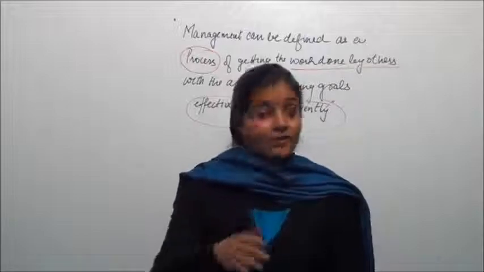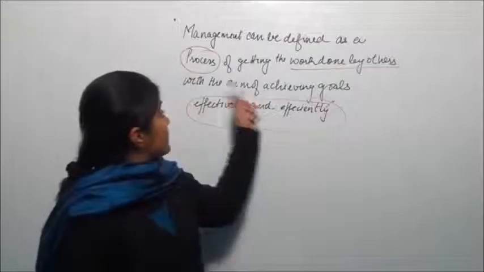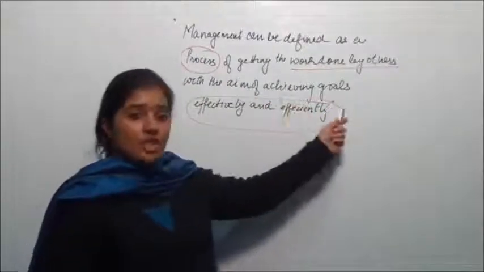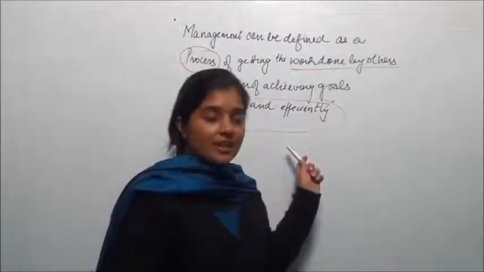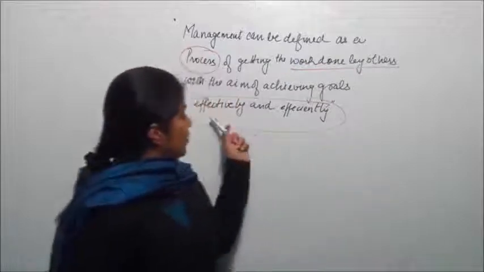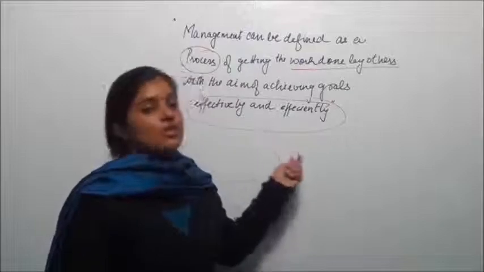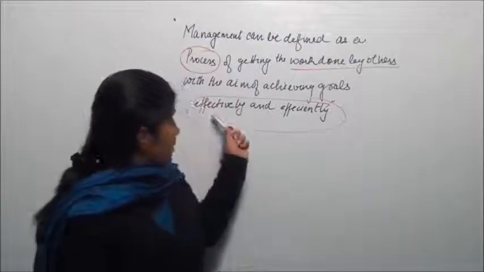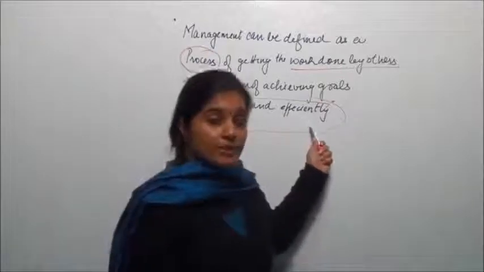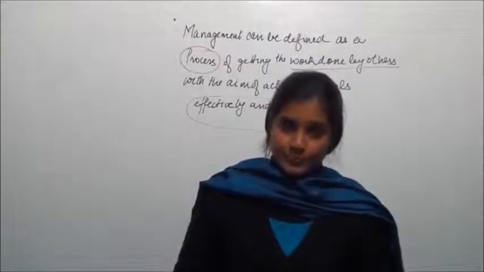So therefore, again, I repeat that management can be defined as a process of getting the work done by others with the aim of achieving organizational goals effectively and efficiently. Right? So both effectiveness and efficiency complement each other. Neither too much stress has to be laid on effectiveness nor on efficiency. There has to be just the right amount of balance between the two.